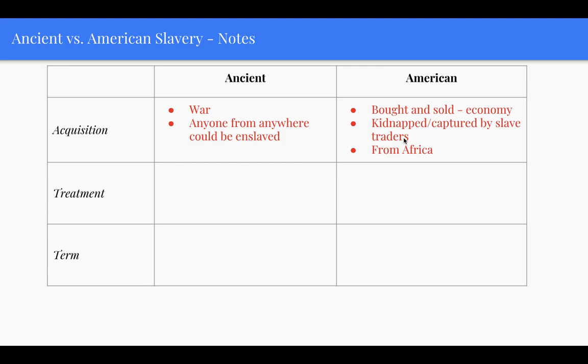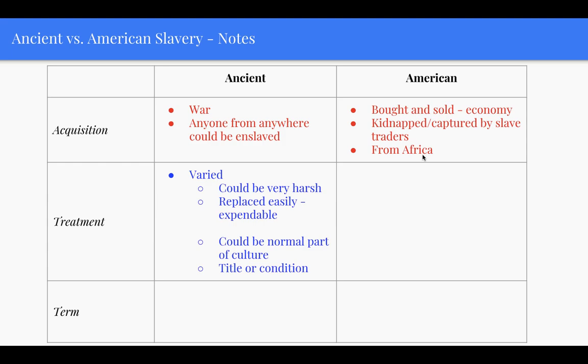In American slavery, you bought and sold enslaved people. They were part of an economy, meaning they were a good that was traded and oftentimes led to other goods being moved around or money. So you could trade enslaved labor for money, and then that money could be used to purchase something else. It fueled an economy. Also in American enslaved labor, people were kidnapped and captured by slave traders. They were not acquired through war. And finally, they were from Africa. They were not from anywhere, as noted here, but they were from Africa, mainly Western Africa.